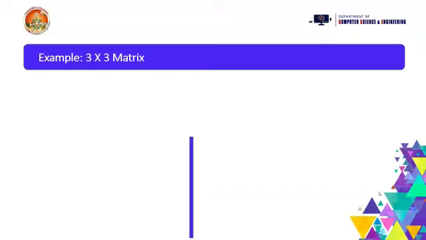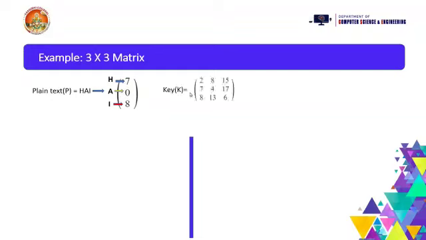We'll discuss Hill Cipher with a 3 by 3 matrix example. Assume our plaintext is HAI. First convert this HAI into numbers, then it will be converted to the plaintext matrix. This is our plaintext matrix. H represents 7, A represents 0, I represents 8. Then select the key matrix. Our key matrix size is 3 by 3 and the elements in the key matrix are 2, 8, 15, 7, 4, 17, 8, 13, 6.